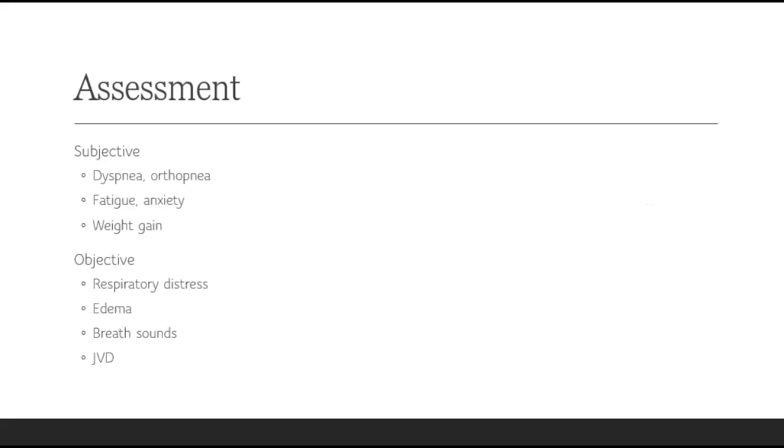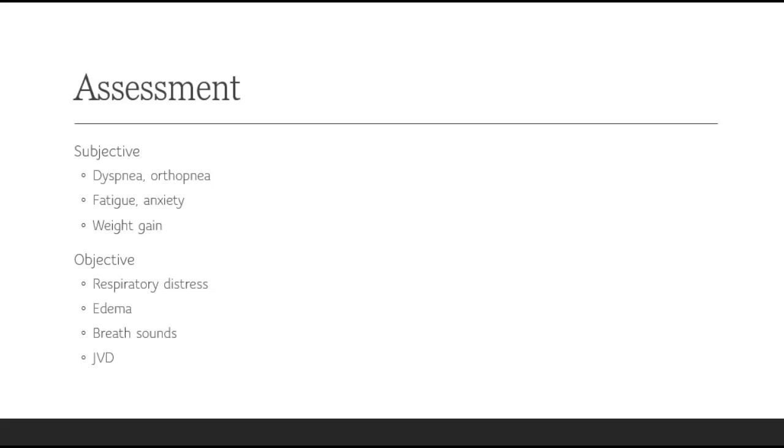Your assessment of your patient that has heart failure, you want to do subjective and objective. So subjective: dyspnea, orthopnea, nocturnal dyspnea, so they're having problems with their respirations when they're sleeping at night. They might have a cough. All of those are going to signal you to something going on in the lungs, so that might signal you to left-sided heart failure. Fatigue, anxiety, weight gain from fluid retention, edema, all of those are going to signal you to maybe right-sided heart failure. It's backing up into the rest of the body.